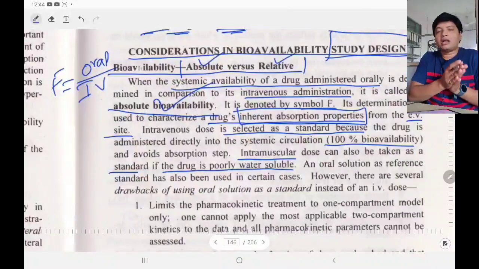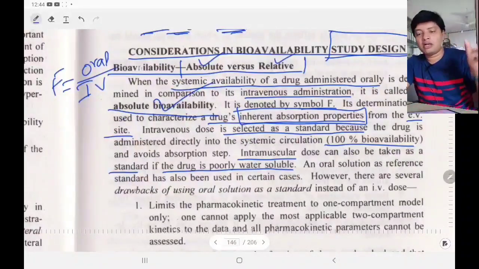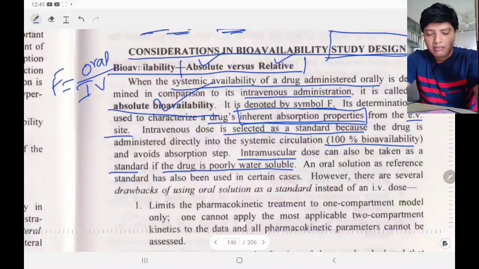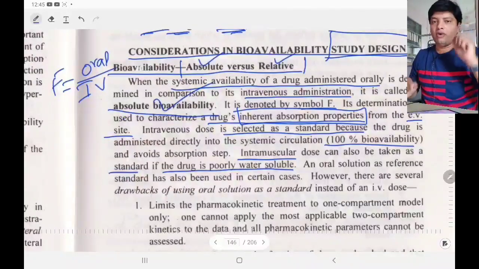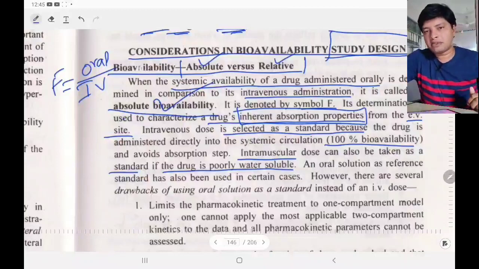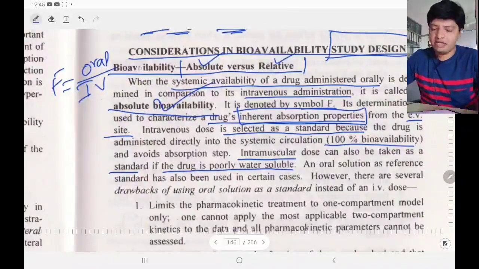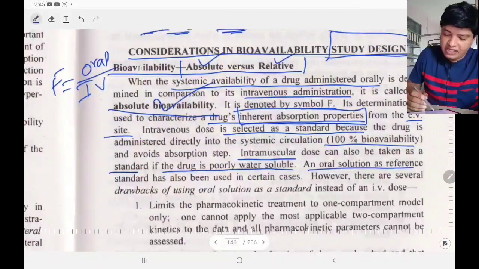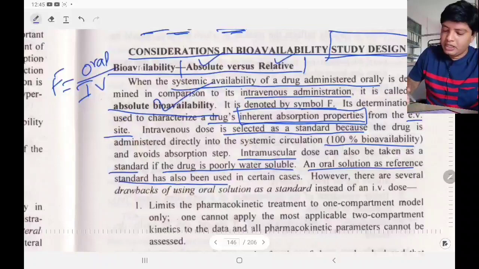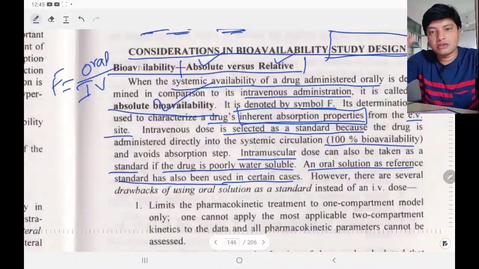So the intramuscular dose can also be considered as a standard for conducting a bioavailability study, that is an absolute bioavailability study, where the solubility of the drug is low. If the drug solubility is less, go for intramuscular as a standard. If the drug has no solubility problem, go for intravenous as a standard. Then an oral solution as a reference standard has also been used in certain cases. So in certain cases they use oral solution.